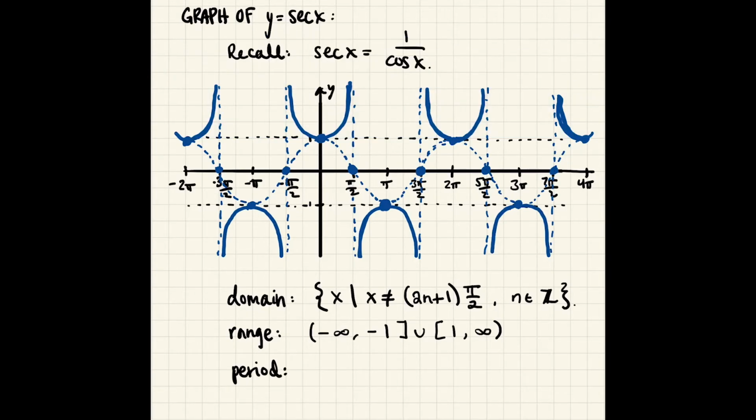Okay, and finally, the period, which of course is this horizontal distance, just like the period of cosine, and in fact sine, and also cosecant, the period is 2 pi. So in fact, we can just say that the period of all the trig functions is 2 pi, except for tangent and cotangent, which we've seen in the last section. They have a period of pi.